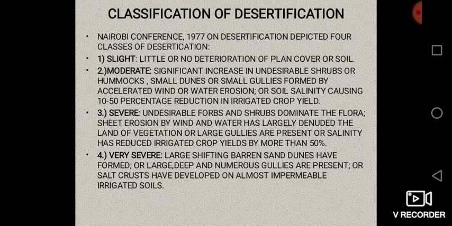Classification of desertification. The Nairobi Conference 1977 on desertification depicted four classes of desertification as slight, moderate, severe, and very severe. These are mainly done on the basis of the degradation of the soil, the shifting of the sand dunes, and the development of the salt crusts.